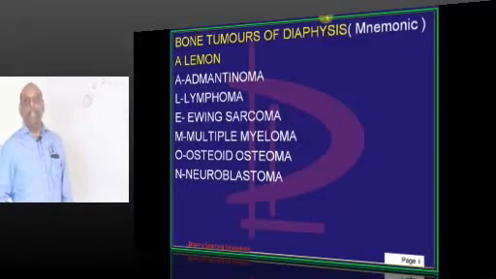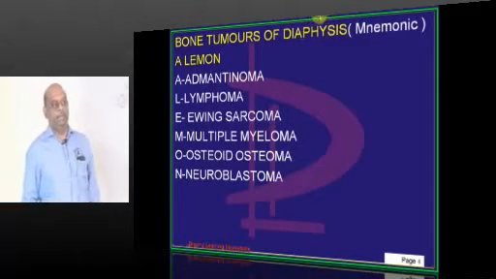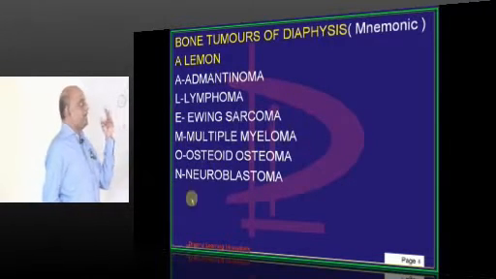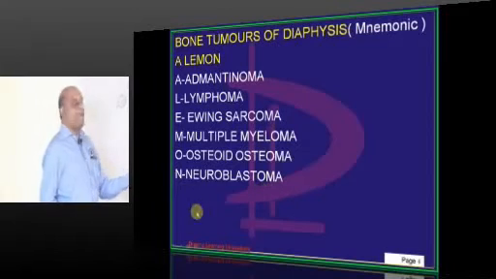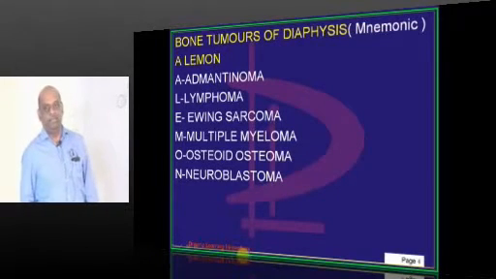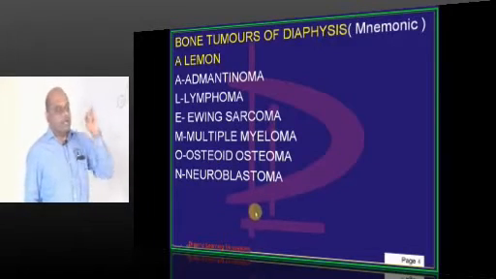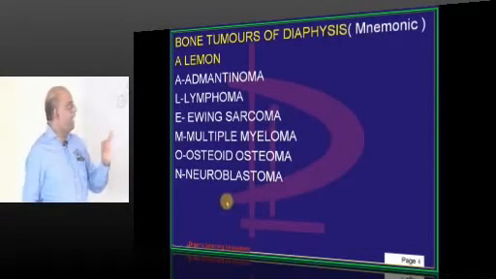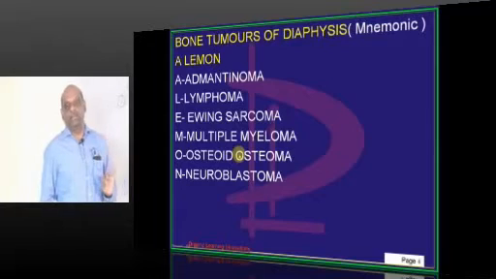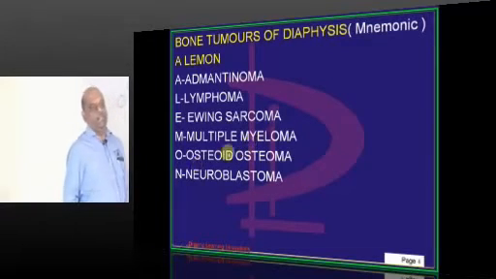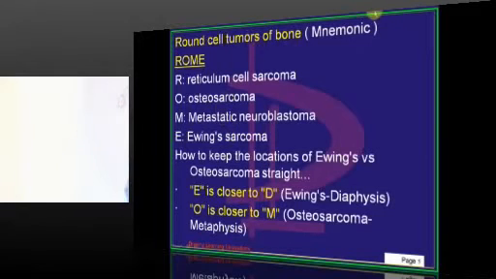You can remember A LEMON, some stupid way of remembering. Adamantinoma, lymphoma, Ewing's sarcoma, multiple myeloma, osteoid osteoma, neuroblastoma. Don't remember all of them. Only two things you remember in this. Osteoid osteoma and Ewing's sarcoma are the two classical diaphyseal tumors is what you have to basically remember.